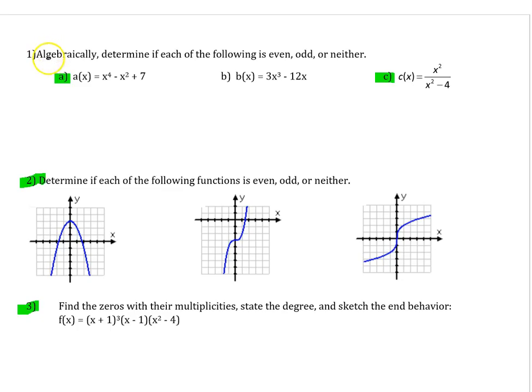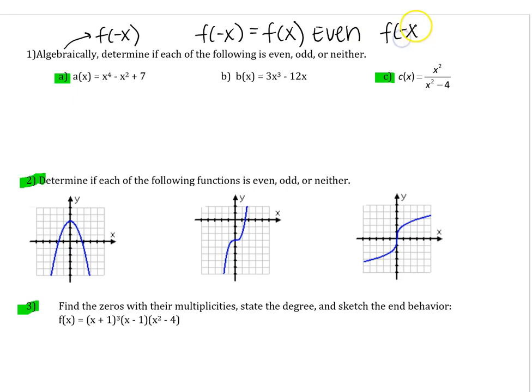In order to algebraically determine if a function is even, odd, or neither, you're going to evaluate the function at -x. So if you evaluate a function at -x and you get the original function back, that means it's even. If you evaluate it at -x and you get the function back, but it looks like it's been multiplied by -1, then it's odd. If neither of those situations happen, then it's neither.